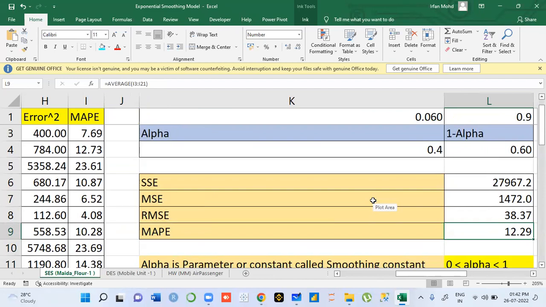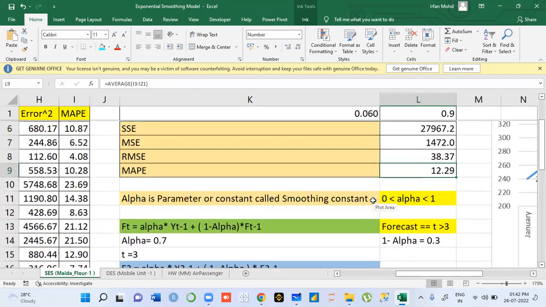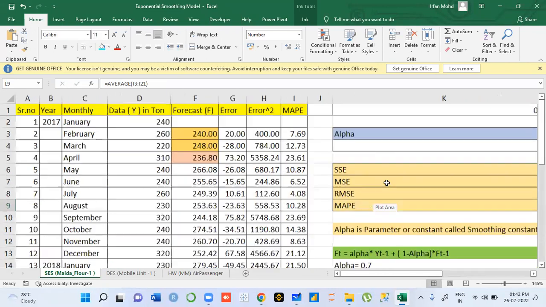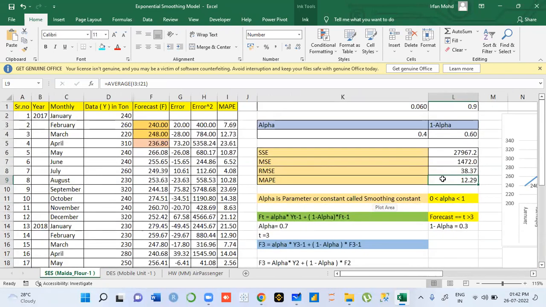What is the MAPE value, guys? We get 12.29. What is the threshold? Less than or equal to 10. Last single word from my side is done.